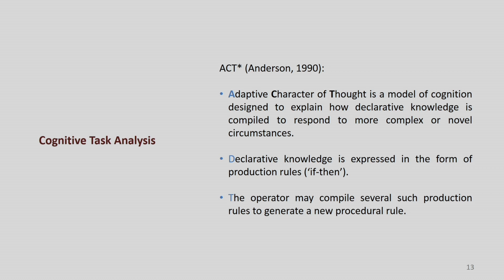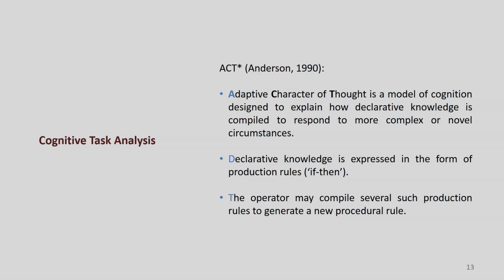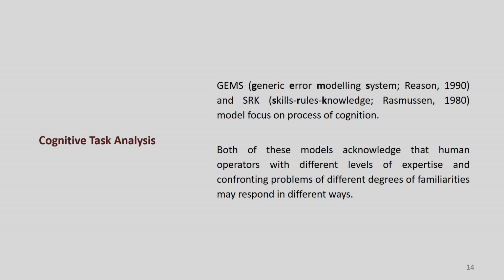Also, it is a declarative process. Knowledge is expressed in the form of production rules. Here production is very important, because finally we will be talking about productivity, and the operator may compile several such production rules to generate a new procedural approach or new procedural rule. So, once we understand this, it can be changed, newly added, and finally we can modify it and go for a different rule altogether. There are so many, like James, SRK, etc.